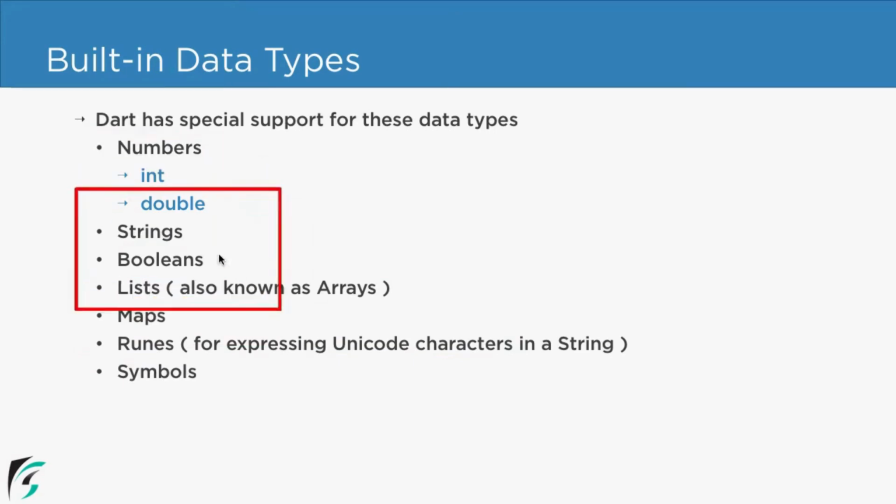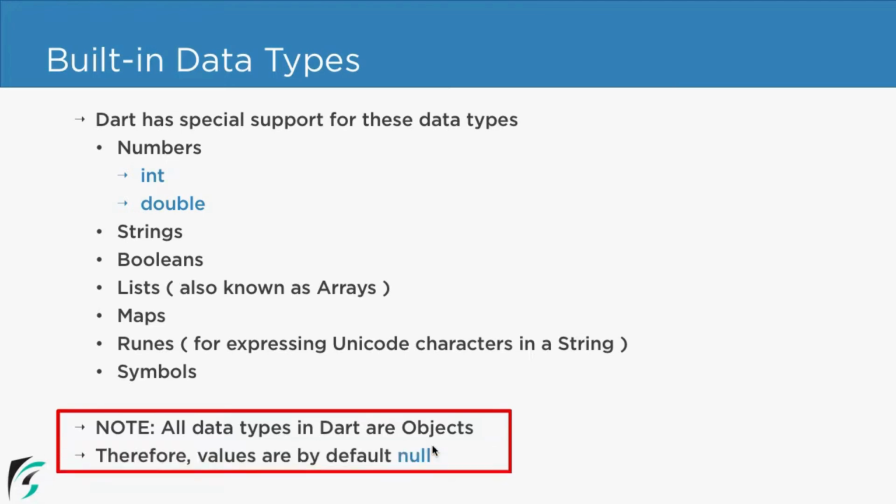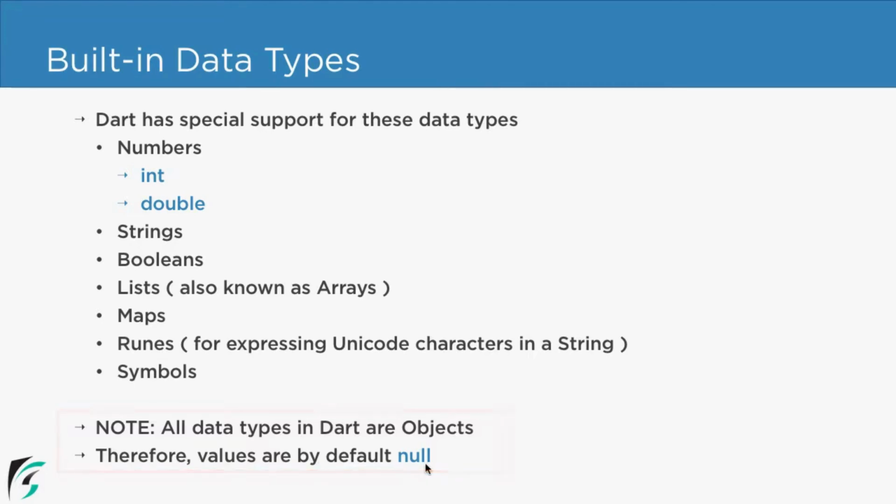Now just remember, in Dart all the data types are basically objects. That is, whatever you see in Dart are basically objects. So therefore, the default values of all these data types will be null unless we initialize them.